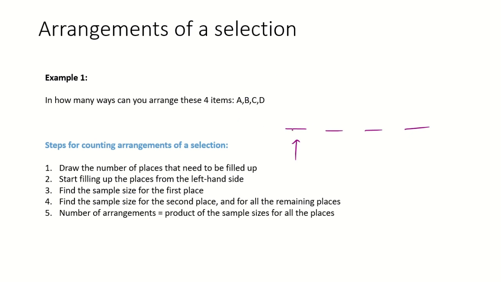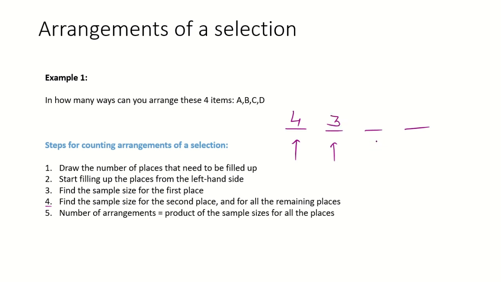So sample size means how many items the first place can be filled up with. The first place can take either A, B, C, or D. So we have four as the sample size for the first place. Now the step number 4 is find the sample size for the second place. Now since one of the items is taken by the first place, we are left with three remaining items, right? So any of the three remaining items can occupy the second place. So the sample size for the second place is 3.